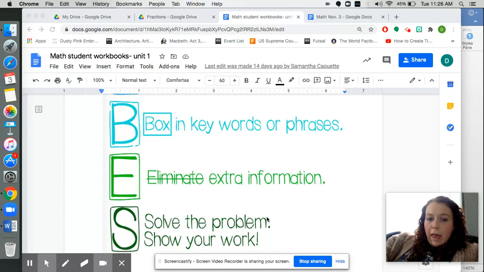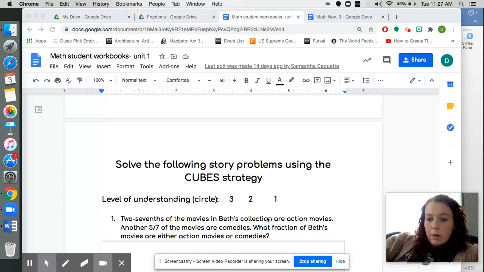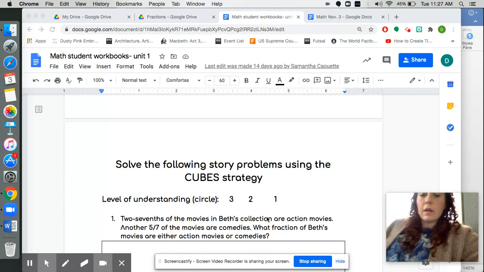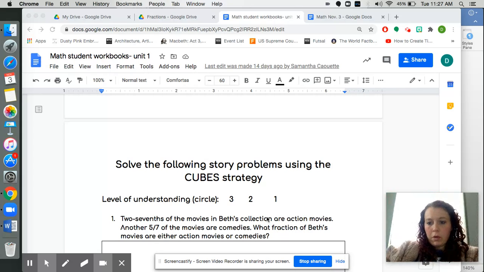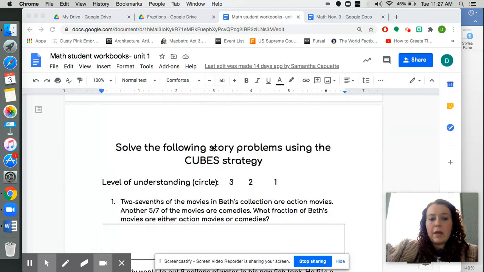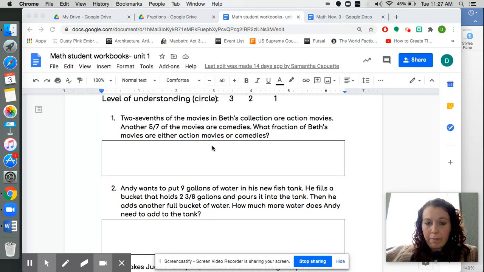So we're going to go ahead and do a couple of these problems. And I'm going to show you how on your Chromebook you can use some different tools to help you with this strategy. So first thing I'm going to do is I always want to read the problem first. So we're going to read the entire problem together. So let's read number 1.